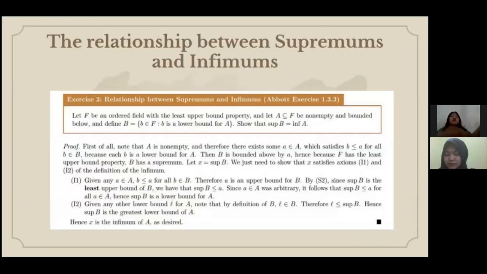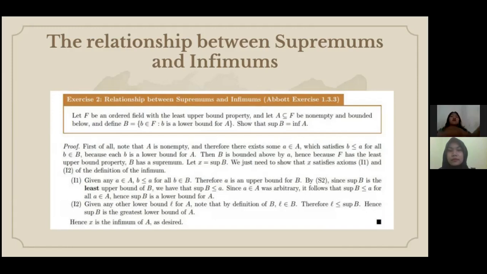The relationship between supremums and infimums. Let F be an ordered field with the least upper bound property, and let A, a subset of F, be non-empty and bounded below, and define B equal to the set of b in F such that b is a lower bound of A. Show that sup B is equal to inf A.